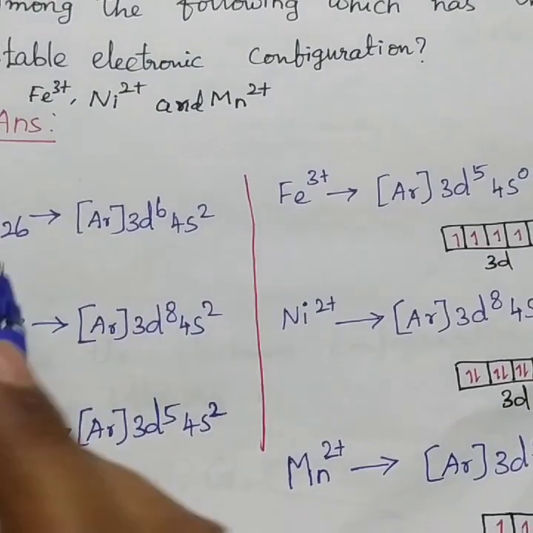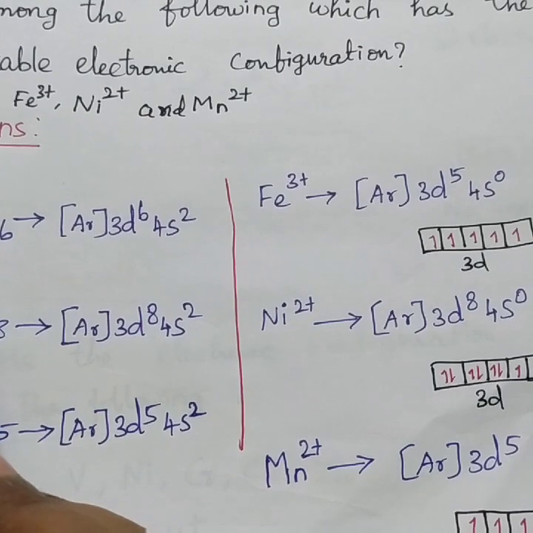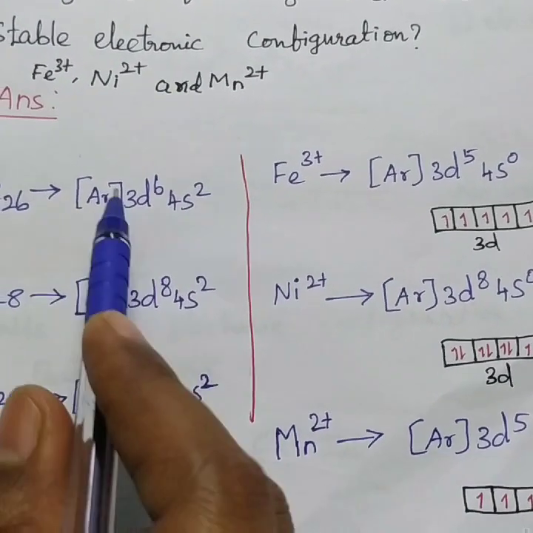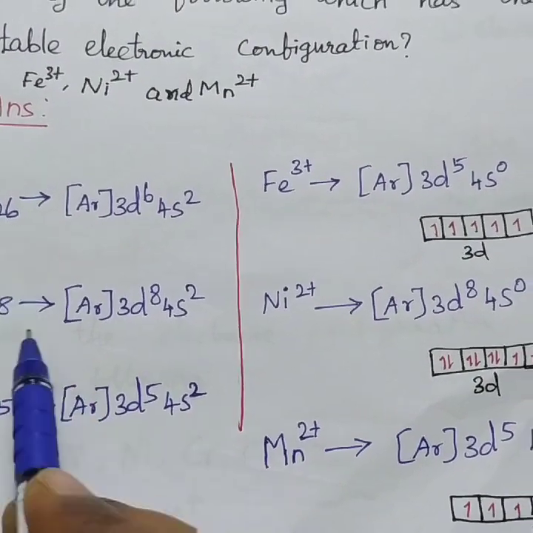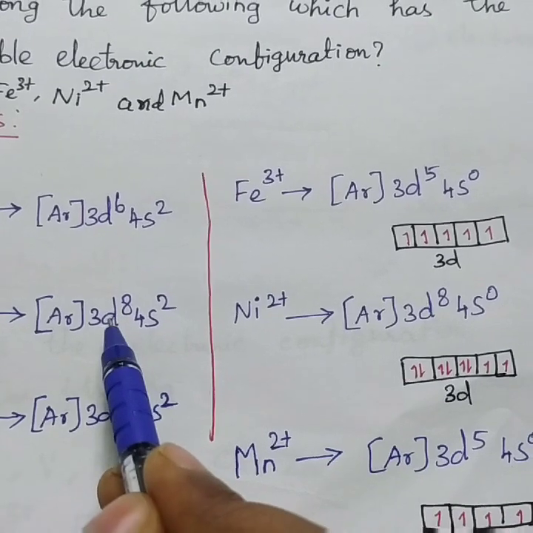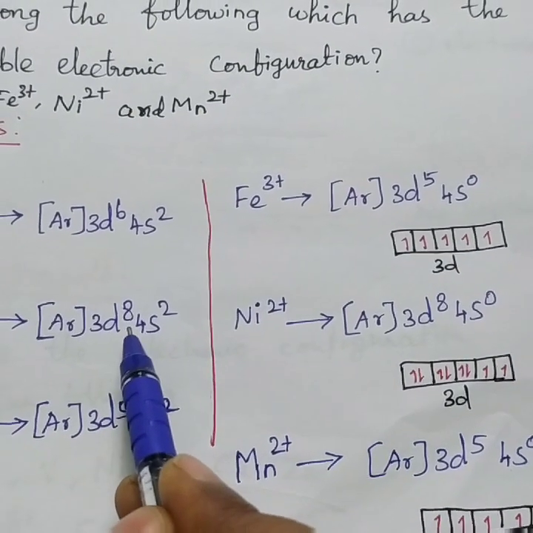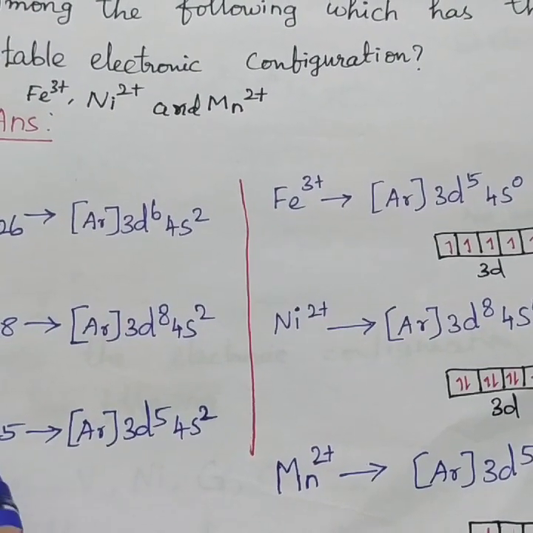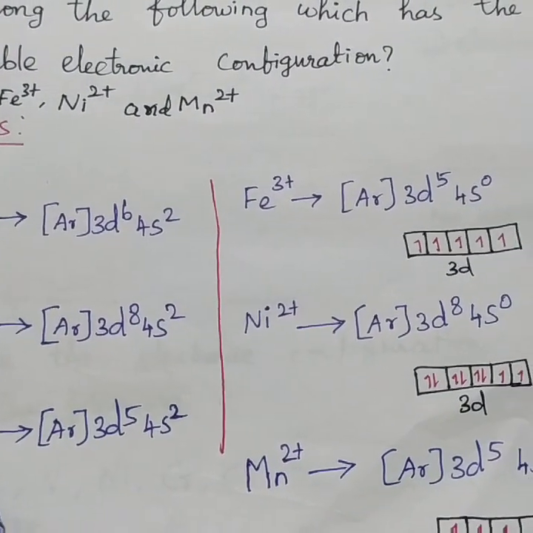Okay, then the electronic configuration for nickel. Nickel has atomic number 28. It is the same thing. Compared to iron 26, 28 means an excess of 2 electrons to write in the d shell. That excess of 2 electrons makes 6 plus 2, 8 electrons: 3d8. Then manganese, atomic number 25.